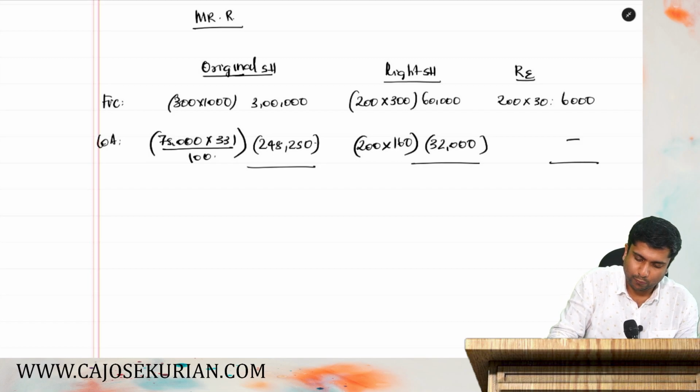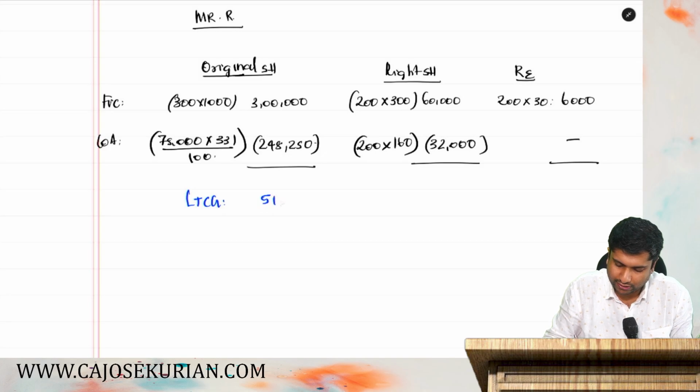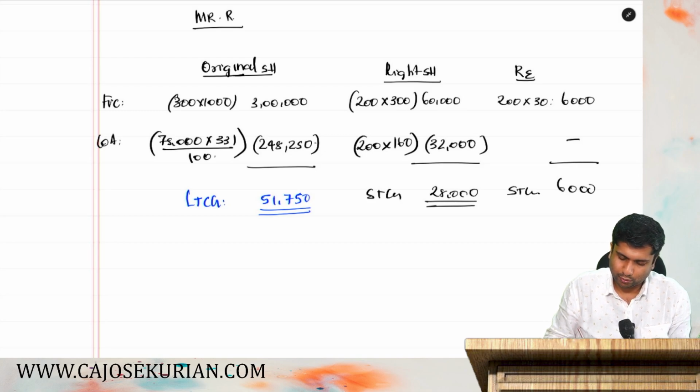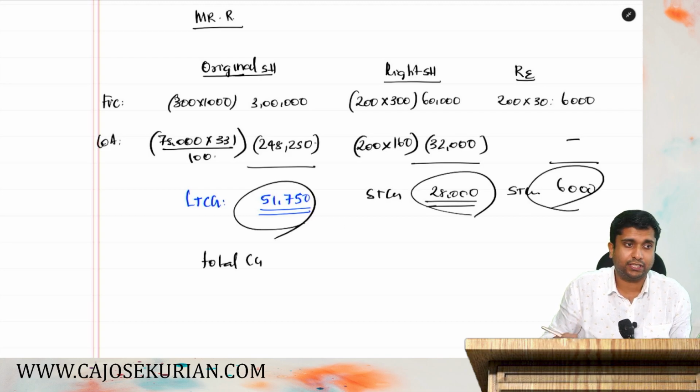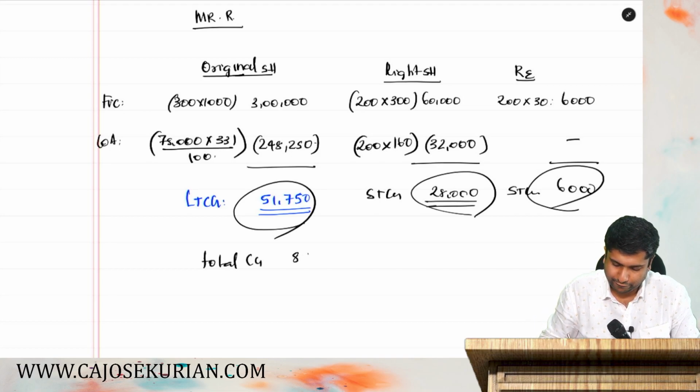In the first case, how much will be the long-term capital gain? 51,750. Second case, 28,000. Third case, 6,000. These two are short-term capital gains. So, total capital gain by adding long and short everything together, how much will be the total capital gain? 85,750 will be the total gain for Mr. R.